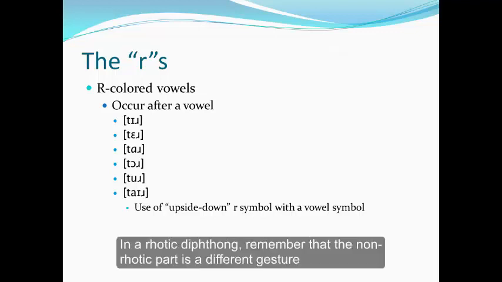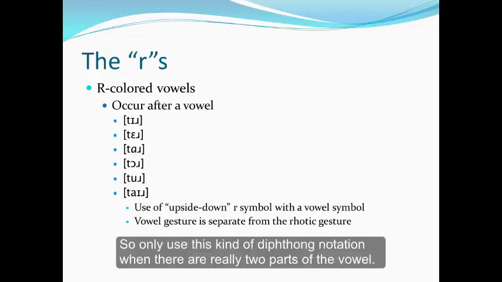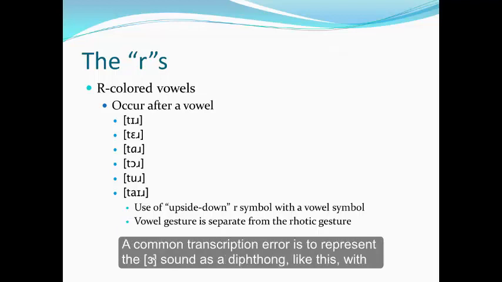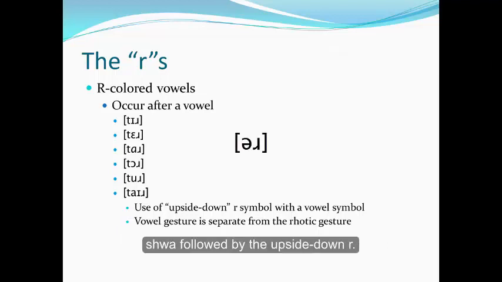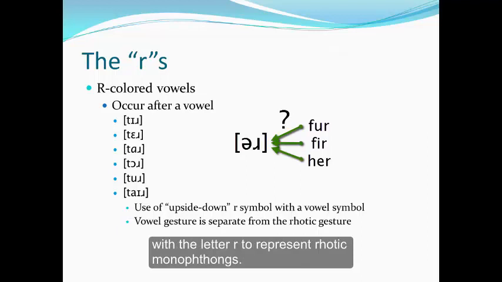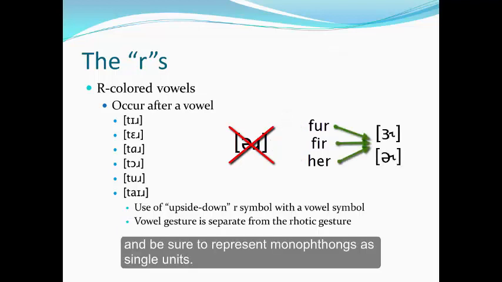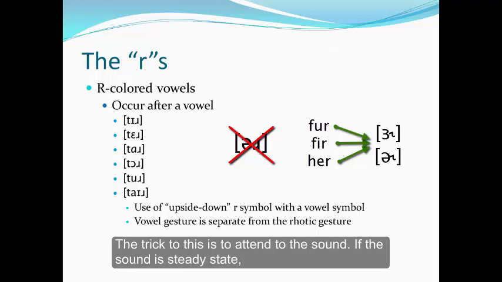In a rhotic diphthong, remember that the non-rhotic part is a different gesture from the rhotic part. So only use this kind of diphthong notation when there are really 2 parts of the vowel. A common transcription error is to represent the sound as a diphthong, like this, with schwa followed by the upside-down R. This is a transcription influenced by spelling. In standard orthography, there's always some other vowel letter written together with the letter R to represent rhotic monophthongs. But phonetically, we want to adhere to the one sound, one symbol rule, and be sure to represent monophthongs as single units.